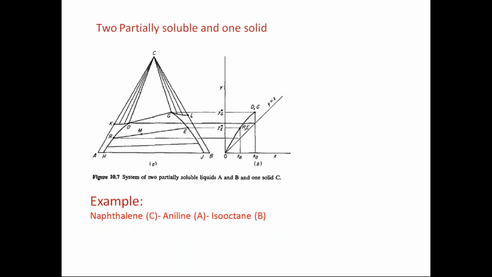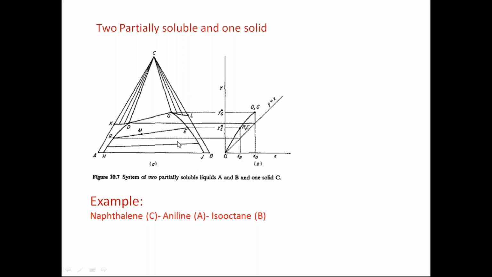Similarly, you can see another example: naphthalene, aniline, isooctane. If you take this system, naphthalene will be at different temperatures, and the temperatures are typically low. It may also be in the form of solid. So two partially soluble liquids and one solid will give this type of typical diagram.